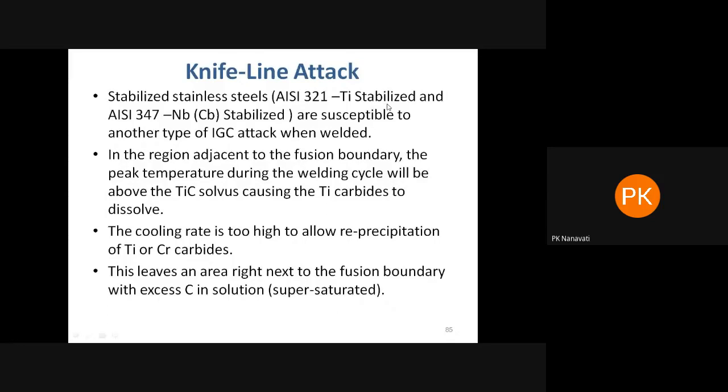Now the stabilized stainless steel again has some issues. The issue is called knife line attack. This knife line attack, in simple terms, is because of the welding cycle, or heating cycle. Again, this titanium carbide or niobium carbide will dissolve. Again, the carbon will go back into the solution and combine with chromium. So there will be a reprecipitation of chromium carbides.